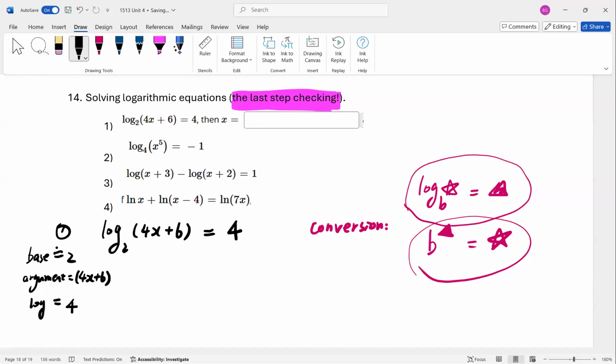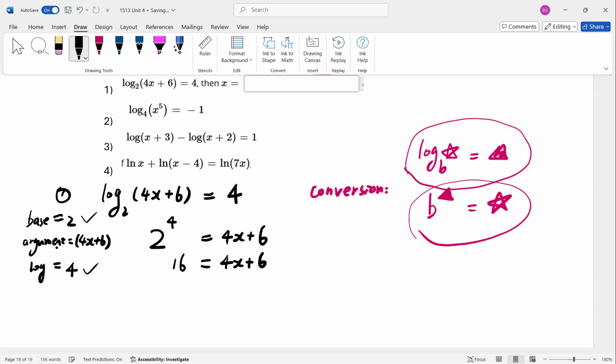Now let's convert. Let's rewrite the equation in the exponential form. Base is 2. The piece of wood, the log, is 4. We use both of these. Now there's only the argument left, so it has to be the other side, 4x plus 6. 2 to the power of 4, 16, equals 4x plus 6. As you can see, once we translate, we get a linear equation, and the solving is going to be pretty straightforward.